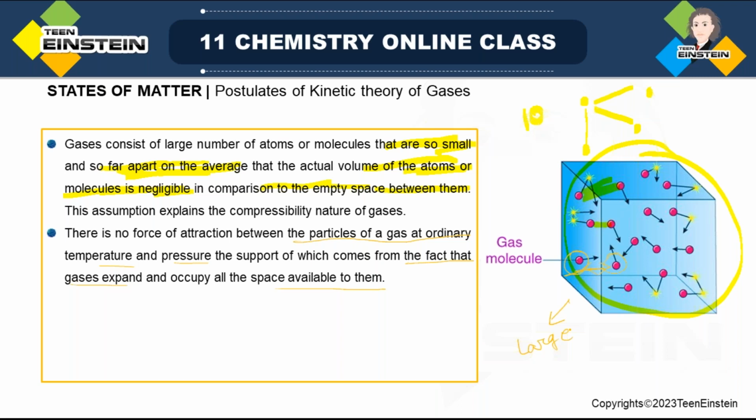Why is it possible? It is possible because initially there is no force of attraction. If there is a force of attraction between two particles, separating them is not so easy. But once you keep them in a large container, they are far from each other. That is possible because there is no force of attraction. So the support for this comes from the fact that gases can expand and occupy all the space given to them.